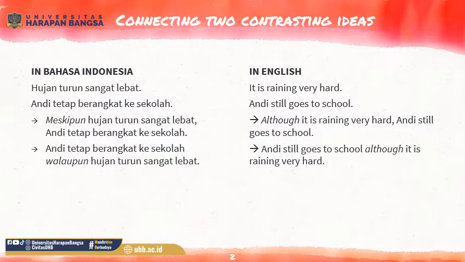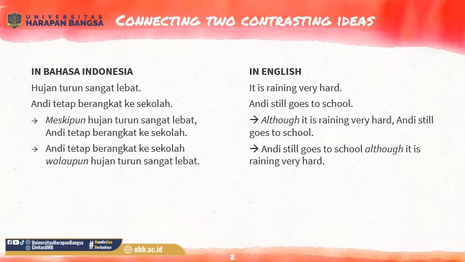So here we have two sentences and both have contrasting ideas. Jadi kedua kalimat ini memiliki ide yang berlawanan. Yang pertama, hujan turun sangat lebat. Yang kedua, Andi tetap berangkat ke sekolah. So we can combine these two sentences using a connector or conjunction. Kita bisa menghubungkan dua kalimat ini menjadi satu kalimat dengan menggunakan sebuah kata hubung.